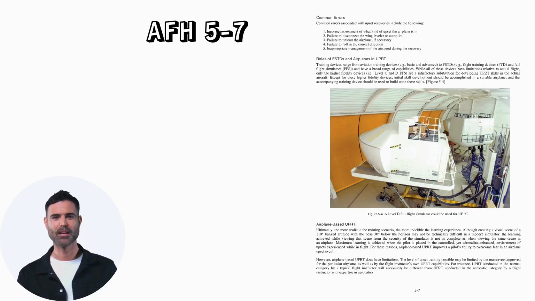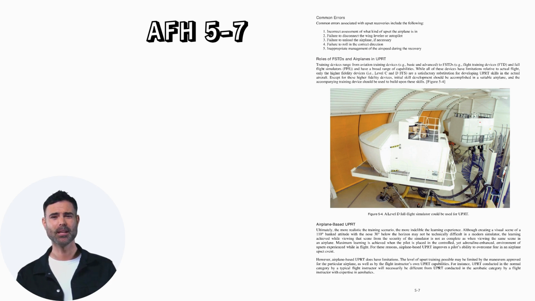Common errors associated with upset recoveries include the following. 1. Incorrect assessment of what kind of upset the airplane is in. 2. Failure to disconnect the wing leveler or autopilot. 3. Failure to unload the airplane if necessary. 4. Failure to roll in the correct direction. 5. Inappropriate management of the airspeed during the recovery.